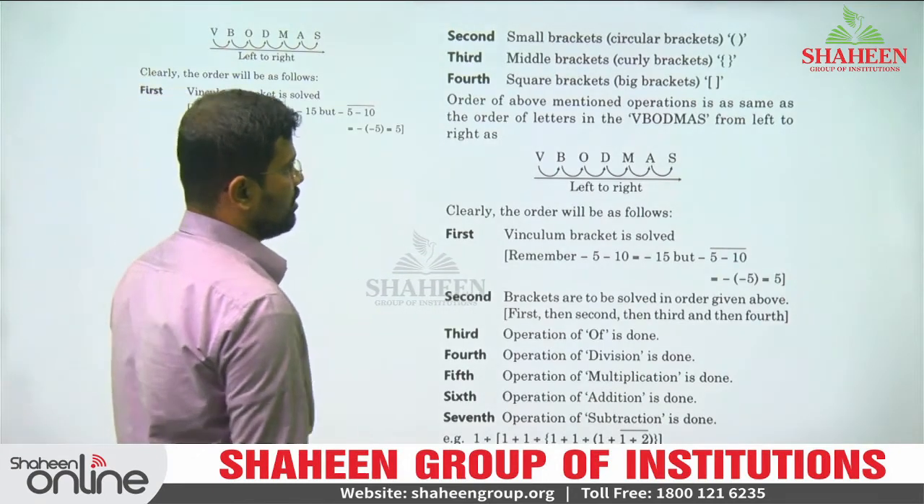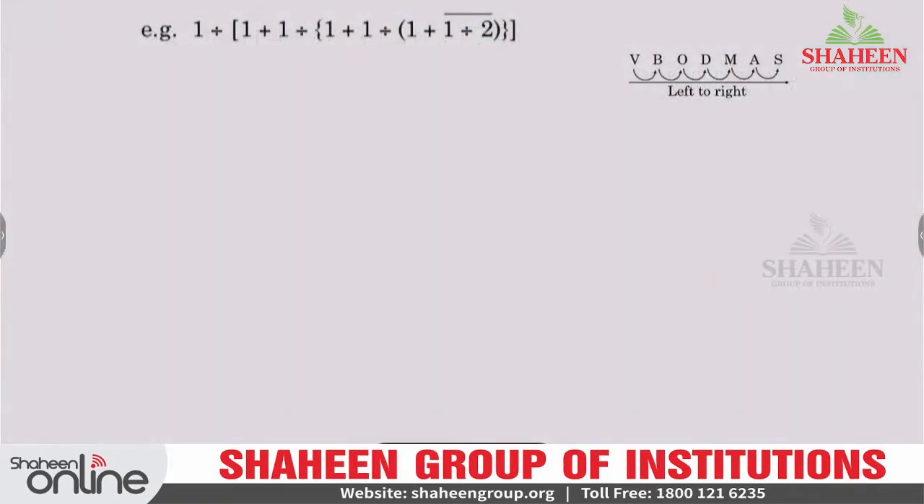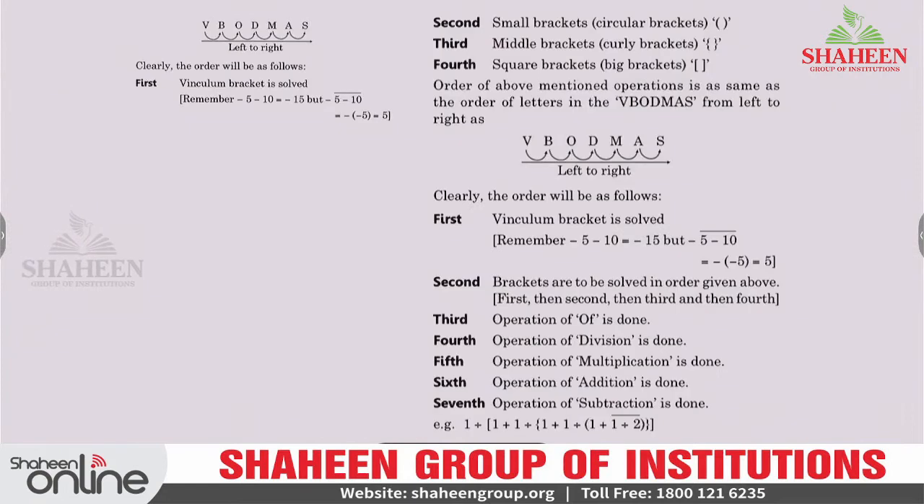Yes, this is how. Look here, we need to go from left to right. First we remove the bar, then the bracket, of, division, multiplication, addition and subtraction. So this is one example. Let us solve one example here. I have taken one example, and in the next slide we will take it.